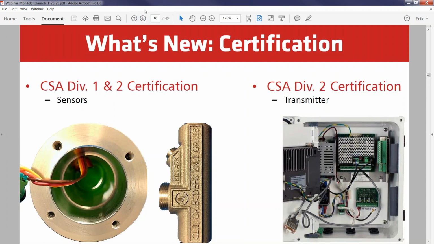So what's new? Right now we've successfully made some new arms, and we're getting CSA certification for Div 1 and 2 for the sensor arms. And for the transmitter, it will now meet CSA Class 1 Div 2 without a purge like it previously needed. So no more having to plumb up for a purge or put a Z purge on the unit. It will meet it as it sits without a purge in a stainless steel box.